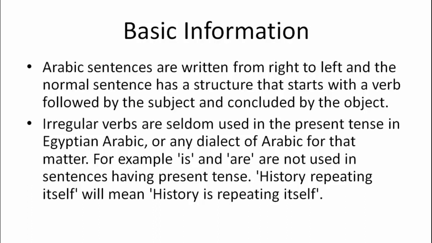Irregular verbs are seldom used in the present tense in Egyptian Arabic or any dialect of Arabic for that matter. For example, is and are are not used in sentences having present tense. For example, history repeating itself will mean history is repeating itself.